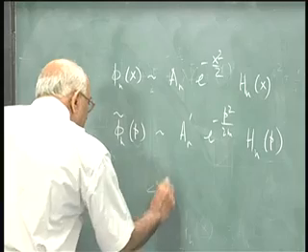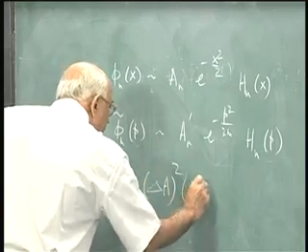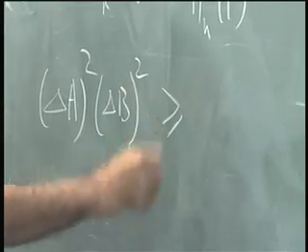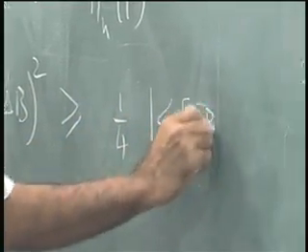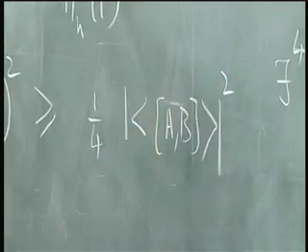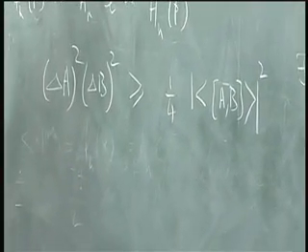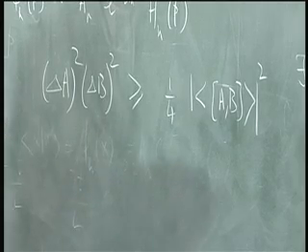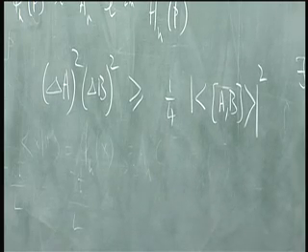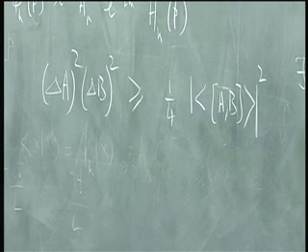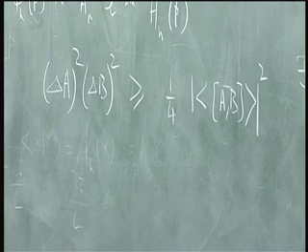I already mentioned that delta A delta B, if you had two arbitrary operators, then delta A squared times delta B squared is greater than or equal to 1/4 the expectation value of the commutator of A with B, squared. This was the generalized uncertainty principle I mentioned, where the commutator of A and B is some minus iC or whatever it is, where C is a Hermitian operator.